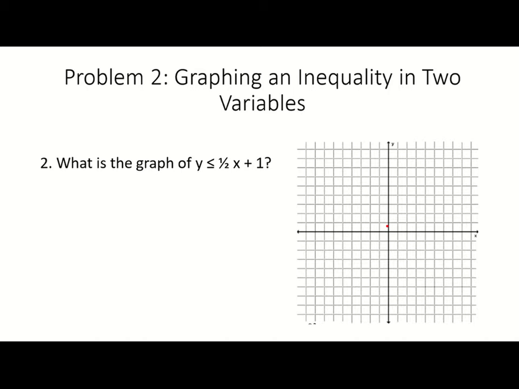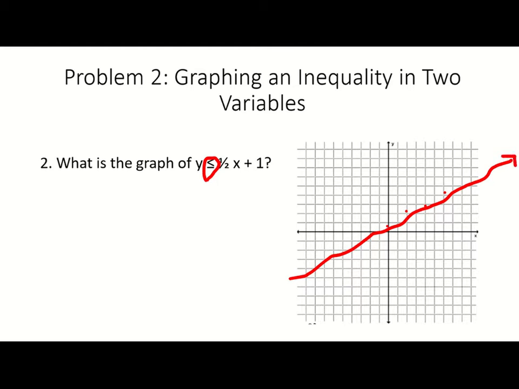So up 1, right 2, up 1, right 2, up 1, right 2. Again, on this program, I'm getting as close as I can. You should hopefully on your paper be able to get exactly where you want it. And I'm going to connect these to make my line. Now, since my inequality has an or equals to, that means this is going to be a solid line.